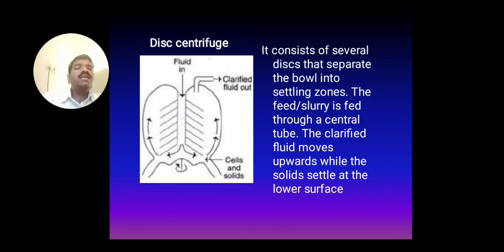The disc centrifuge consists of several discs that separate the bowl into settling zones. The feed slurry is fed through a central tube. The clarified fluid moves upwards while the solids settle at the lower surface.